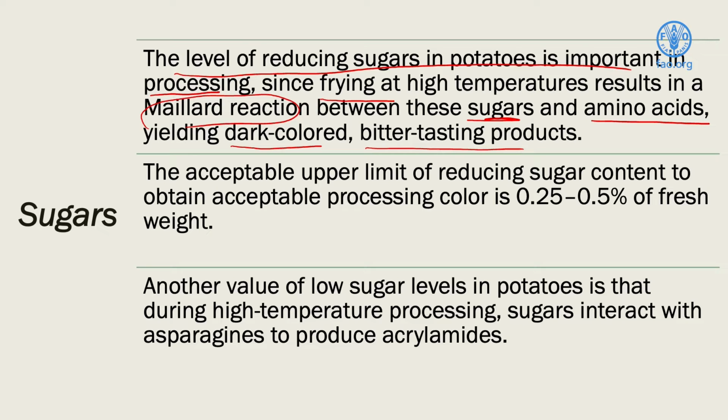Another value of reducing sugar level in potato is that during high temperature processing, sugar can interact with asparagine to produce acrylamide. Actually, this one is a carcinogen, so it must be considered when processing potato. Every producer tries to reduce acrylamide content by controlling sugar content.